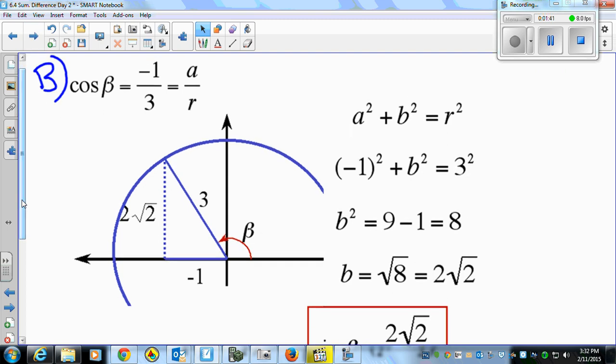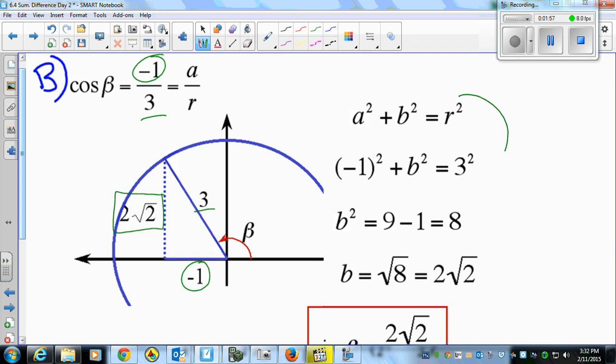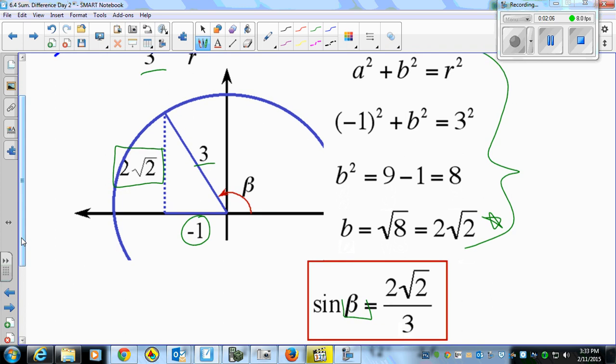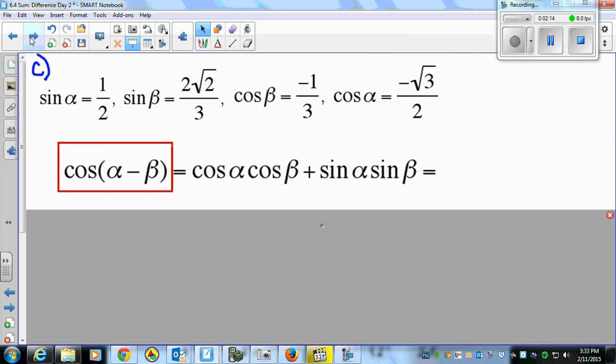So if I know that my cosine is between pi over 2 and pi, I know it's going to be a second quadrant angle. I know that my adjacent side is negative 1, hypotenuse is 3. Solve my Pythagorean identity out and get my opposite side. So then I can go ahead and find my sine of beta to be 2 square root of 2 over 3. So now that I have all 4 of my trig functions, I have both sines for alpha and beta, cosines for beta and alpha.